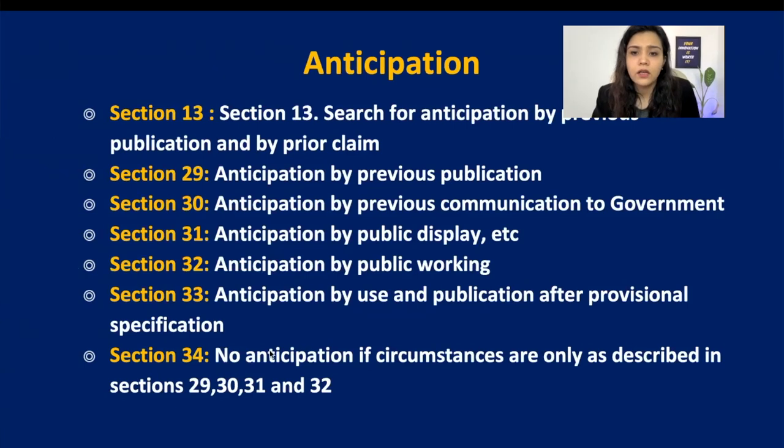And again, these are the important sections, which are section 13, 29, 30, 31, 32, 33, and 34. With this, you should read the definition of invention, which says a new product or a process involving an inventive step and capable of industrial application is an invention. So the word new indicates novelty. And then we also have a definition of new invention. And new invention is also something which is not disclosed anywhere in the world.